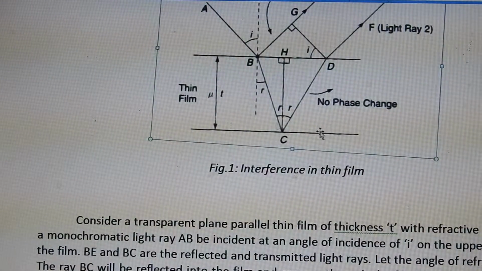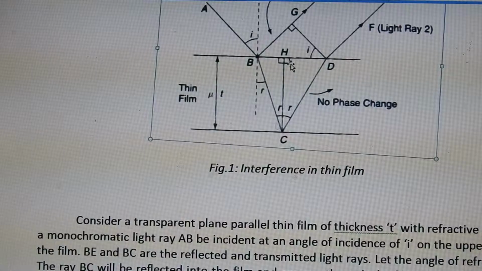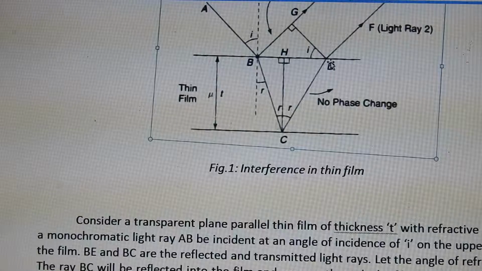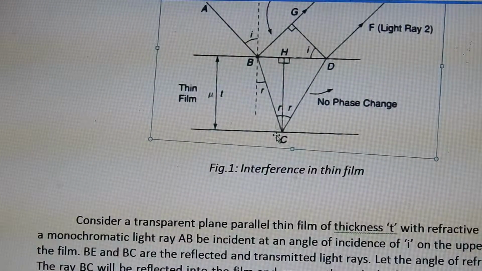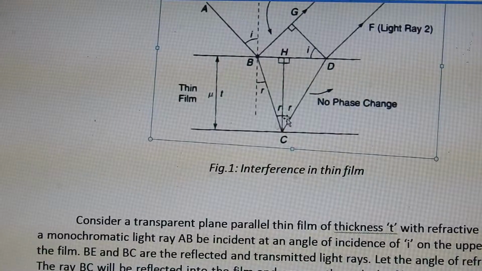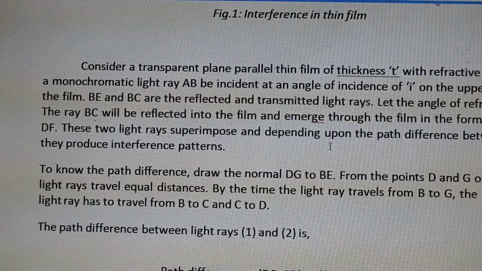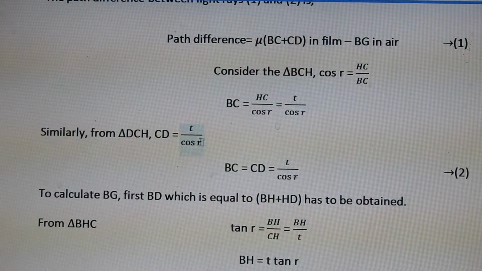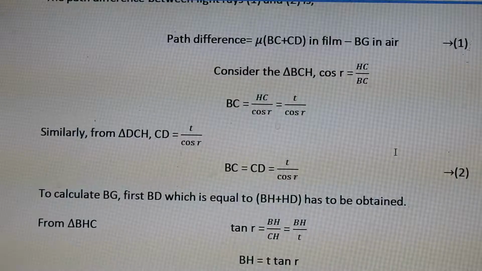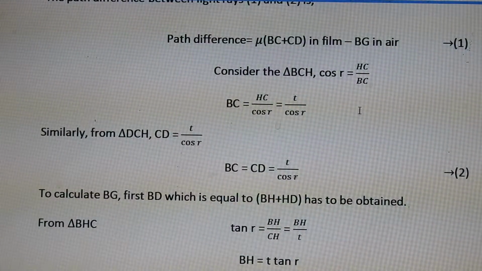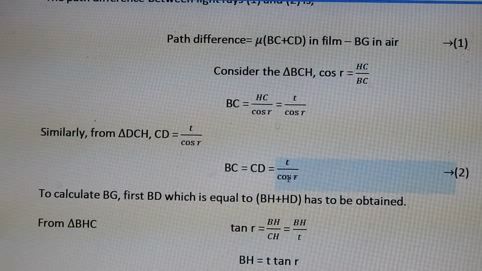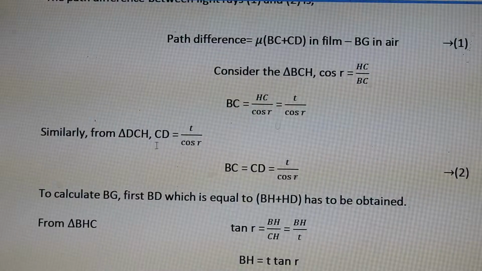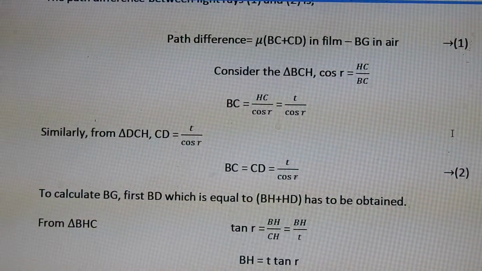Okay, now the same thing we have to take here also. Cos theta is equal to CH, that is T, by CD. What you have to calculate, the CD is equal to, here also R is the angle, so I can write the same thing. In triangle DCH, CD is equal to T by cos R. Same as we have done previously, because cos R is equal to HC by CD. Okay, but finally what we got, BC is equal to CD, T by cos R.